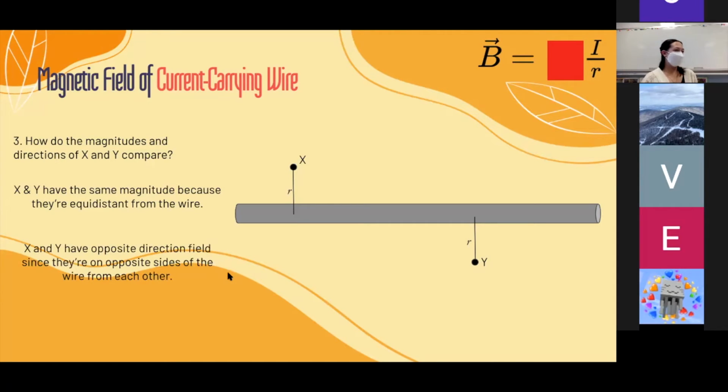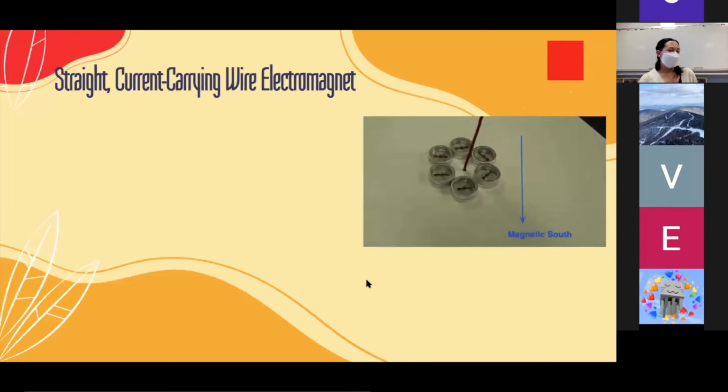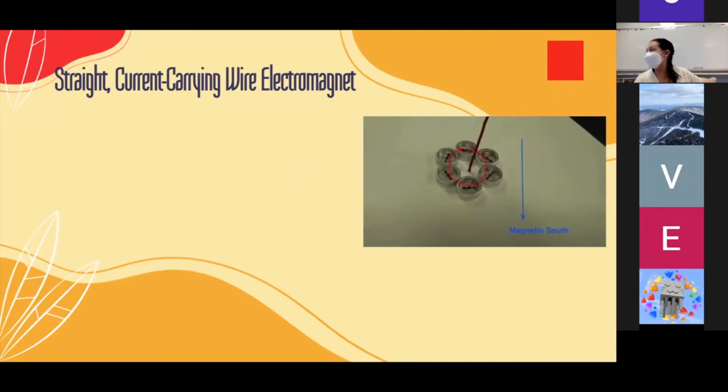Okay, but let's talk about field direction. A funky thing about the straight current carrying wire electromagnet is it makes a closed loop of field, but it has no distinct north and south. So unlike the other two where we could just go, oh, it points from north to south, this one we're going to need to be a little bit more careful about.